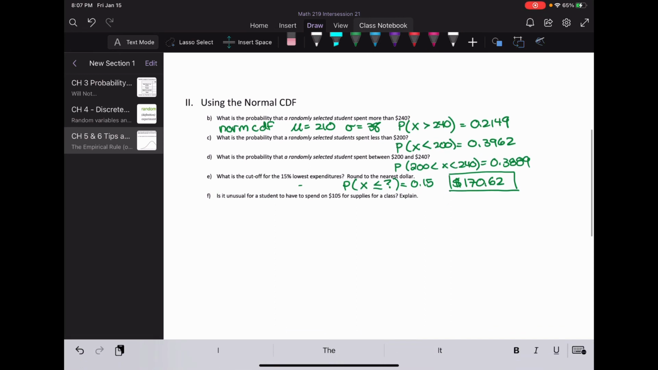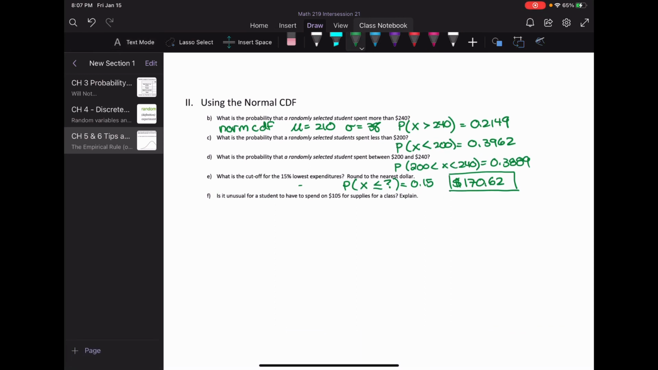So yes, it is unusual because $105 is more than 2 standard deviations below the mean.